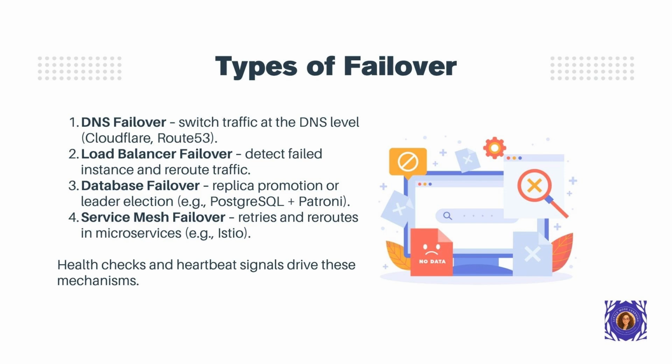DNS failover. This is one of the highest level failover mechanisms. When a primary server or data center fails, a DNS service like Cloudflare or AWS Route 53 detects the outage through health checks. It then automatically updates the DNS records to point traffic to a healthy, redundant IP address, for example, in a different data center. The downside is the time it takes for DNS changes to propagate globally, the DNS propagation delay.